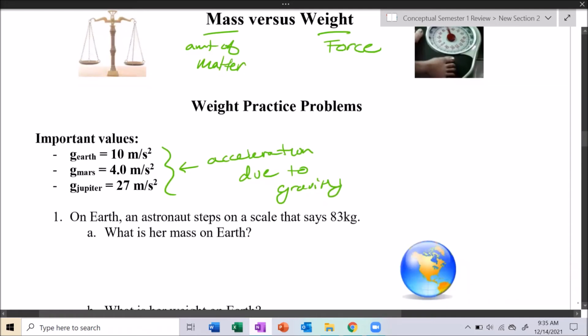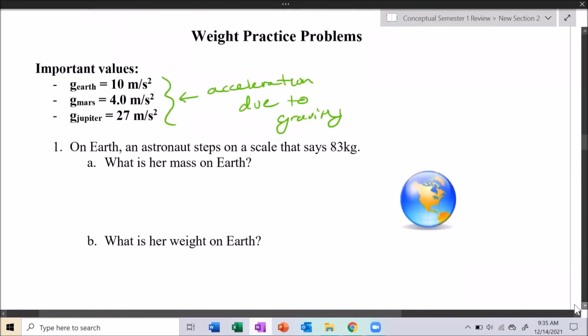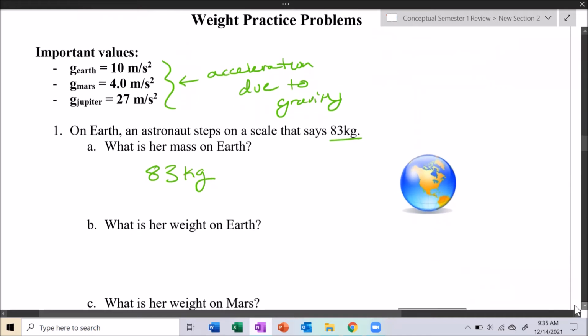So on Earth, what's the mass? Well, they gave you a mass of 83 kilograms, so her mass on Earth stays 83. It's always 83. Mass never changes no matter where you are. The weight, though, you're going to have to multiply the mass of 83 kilograms times the acceleration of 10 meters per second squared. You're going to get 830 newtons.